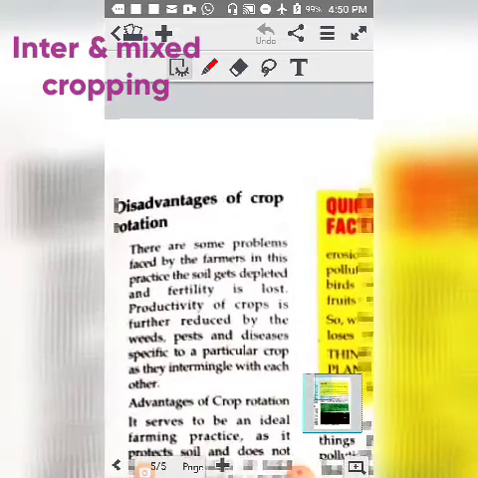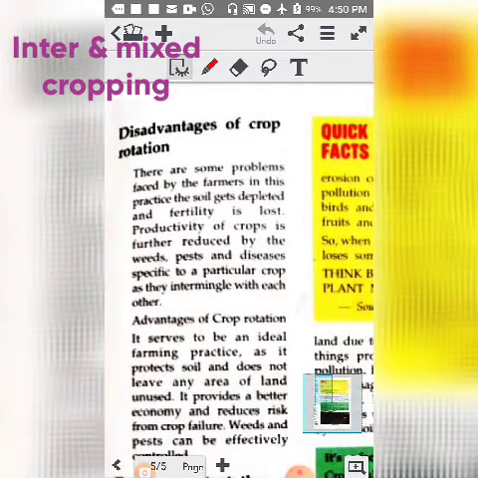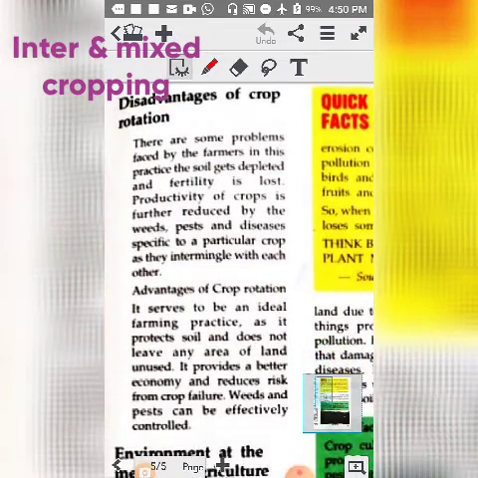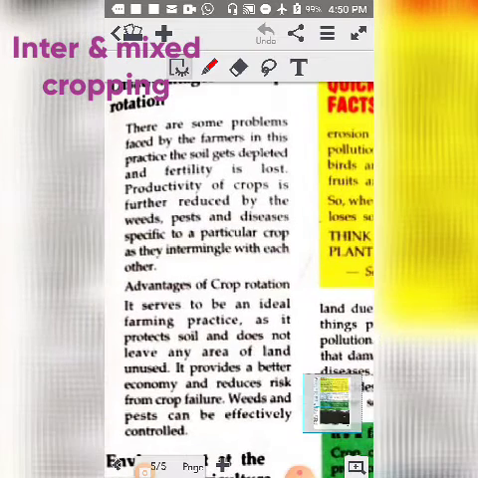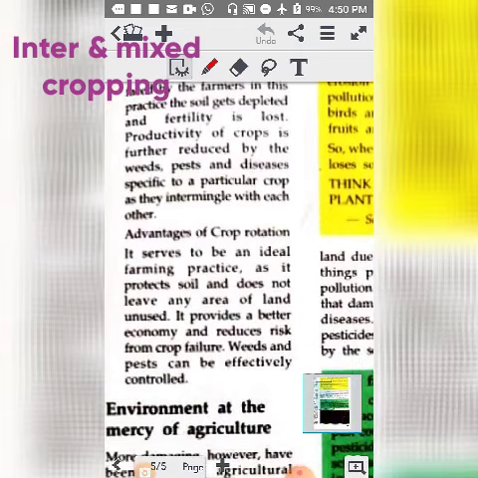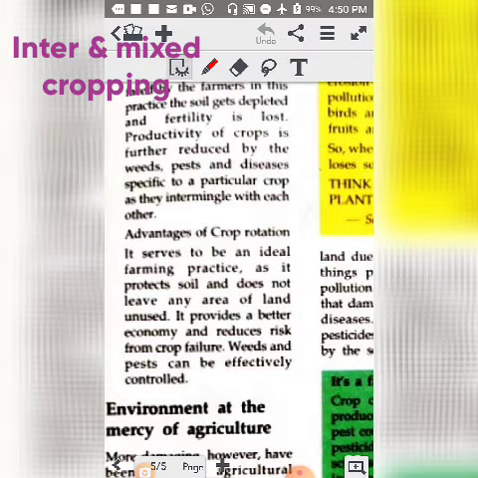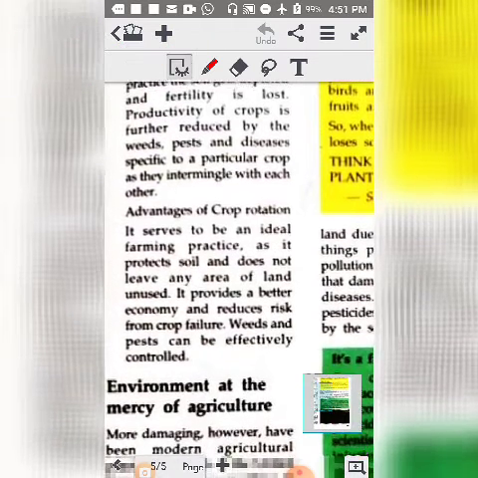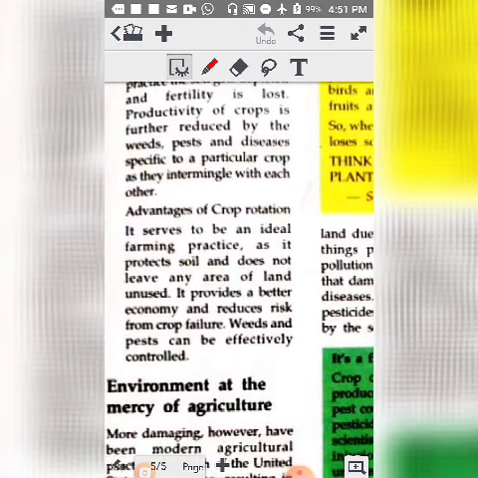Now what is the disadvantage of crop rotation? There are some problems: soil fertility is lost, and productivity of the crop is reduced by the weeds. If different crops are growing, one crop will have one type of weed, another crop will have another type of weed or pest. So the whole field will have different types of pests because of different crops. So it will slowly make the field unproductive.